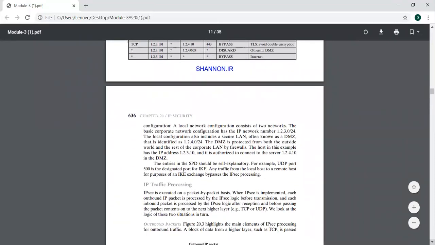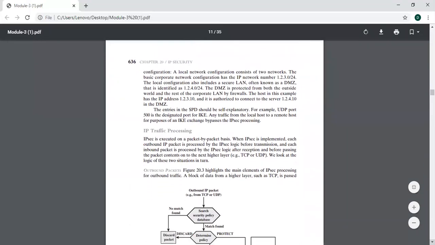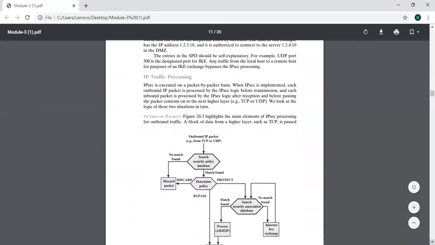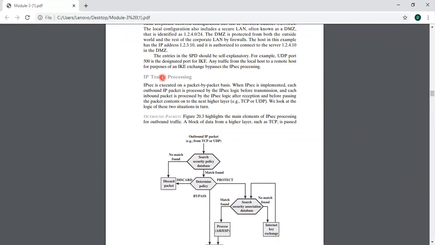Next topic is IP traffic processing. IP security is executed on a packet by packet basis. An outbound IP packet is processed by the IP security logic before transmission. Here two things we'll be discussing: outbound packets and inbound packets. Outbound packets are related to the transmission side, and inbound packets are related to the receiver side.